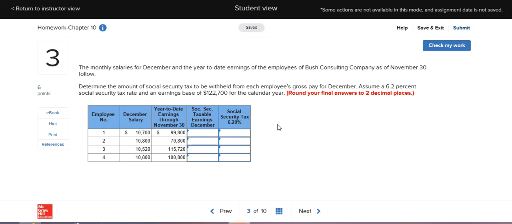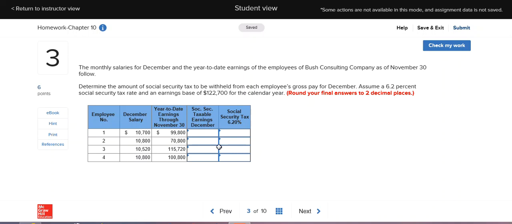So this one says the monthly salaries for December and the year-to-date earnings of the employees at Bush Consulting Company as of November 30th follow. It says determine the amount of Social Security tax to be withheld, assume a 6.2% Social Security tax and an earnings base of $122,700 for the year. So that comment about the earnings base means that once an employee reaches that amount of earnings for 1 year, their earnings are no longer subject to Social Security. And that's part of the reason I wanted to look at this one, because it's a little bit different.